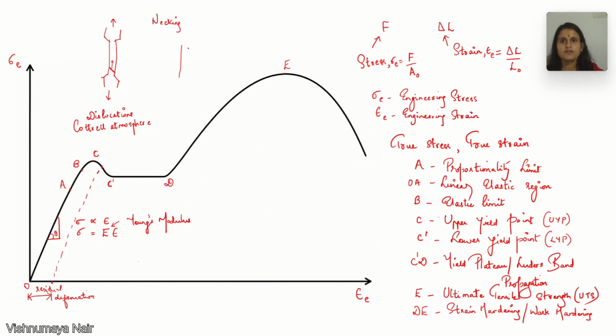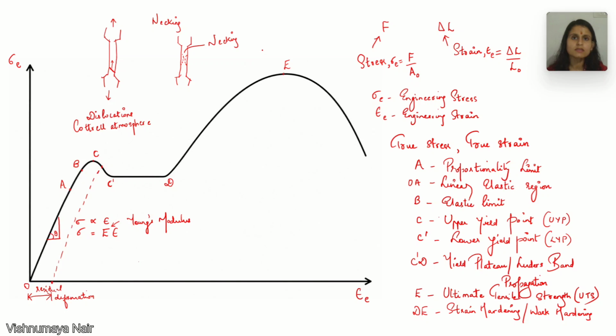The plastic deformation starts to get localized over a particular region. What happens is, in that region, the cross-sectional area starts to reduce. So the cross-sectional area in this region begins to reduce more rapidly than in the surrounding regions. And this localized reduction in cross-sectional area is known as necking.